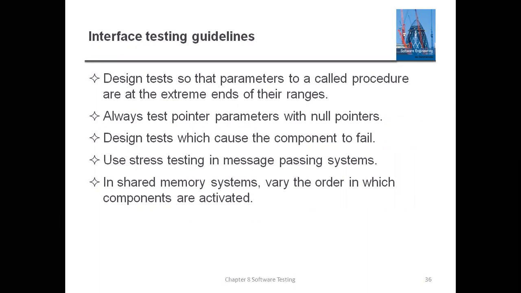Moving towards the next one, there are some guidelines to achieve our interface testing. The first guideline is to design tests so that the parameters to a called procedure are at the extreme ends of their ranges. It means that if you are calling a parameter, you have to prescribe a range, and within that range my procedure has to work so that it won't give any kind of faults. That is one guideline which has to be followed inside our design test.